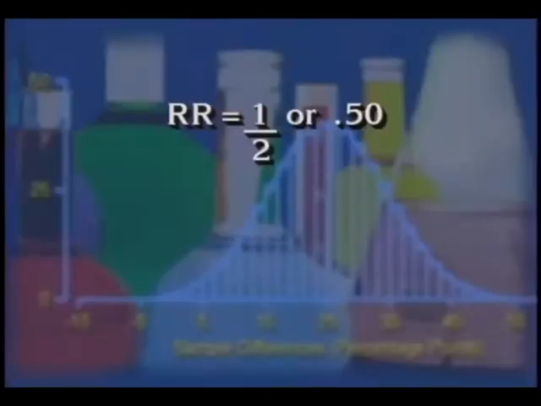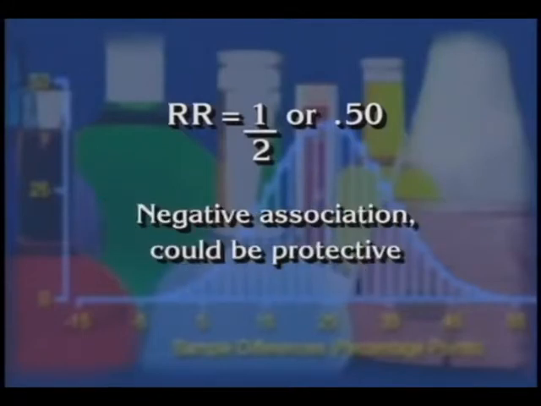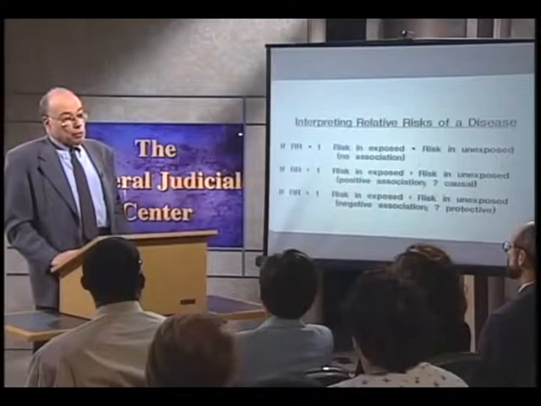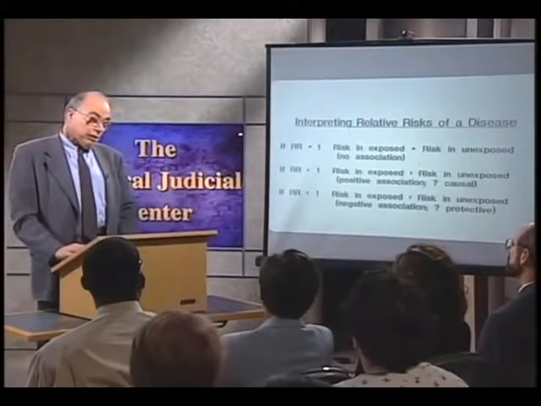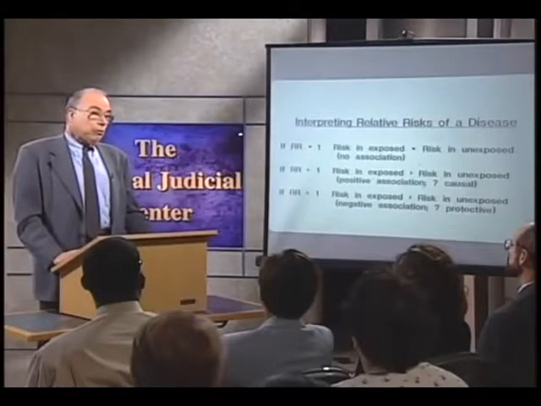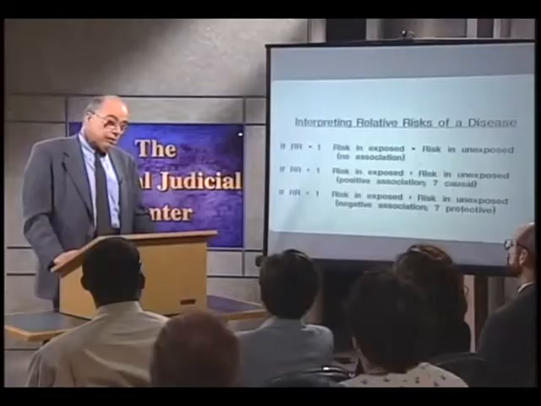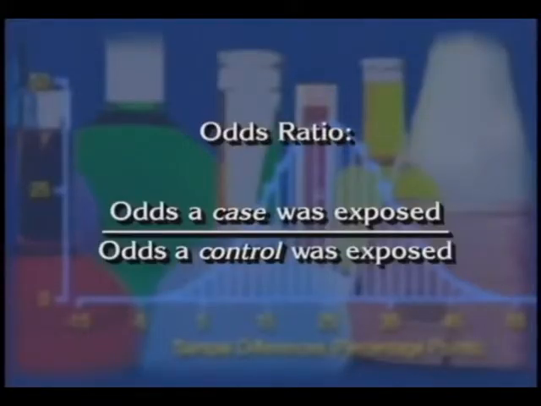And we will shortly discuss how we move from association to causation. If the relative risk is less than 1, the risk in exposed people is less than the risk in unexposed. The numerator is smaller than the denominator. This is a negative association and could be protective. For example, if we have an effective vaccine, we would expect to see a relative risk less than 1 because people who have been exposed to the vaccine would subsequently develop less disease than would people who had not been vaccinated.